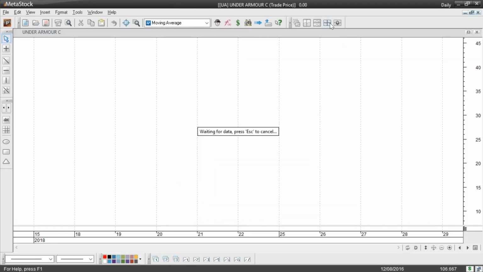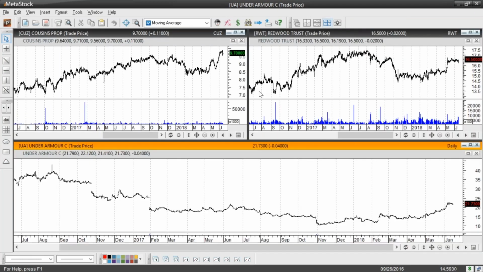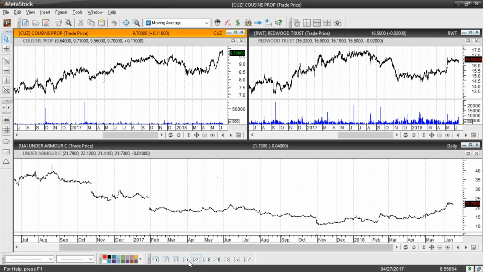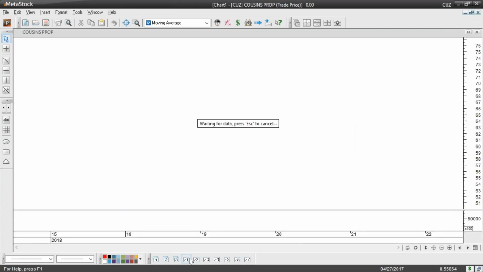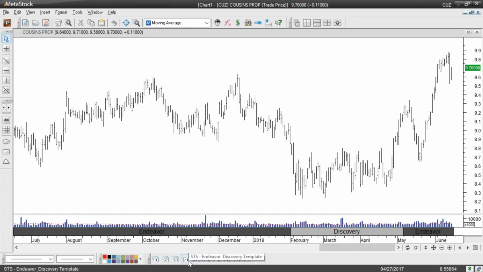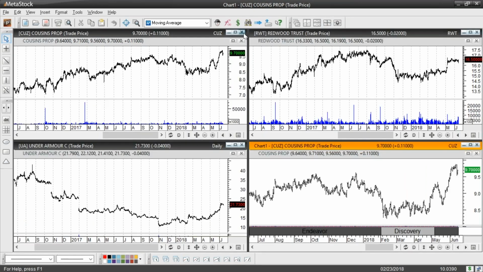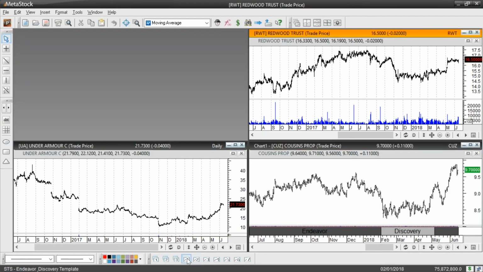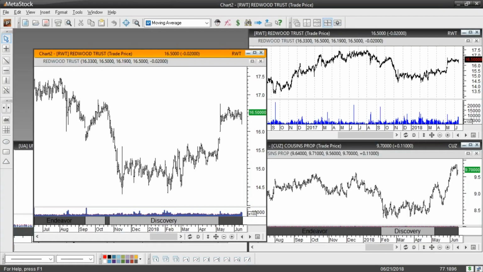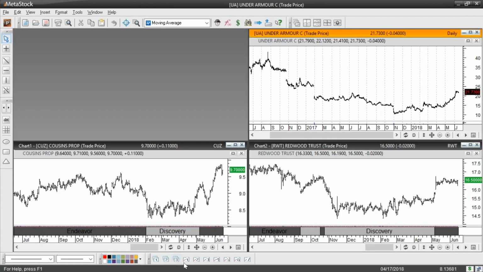Let's open up these charts. Okay, this is what a chart looks like when you normally open it up. You can tell on the bottom, it does not say Endeavor, it does not say Discovery. That's because we have to put the template on. So it's as simple as a click of a button. I've saved the template down on the bottom, STS, Endeavor and Discovery template. So now all I have to do is apply that to every chart, and then we will be good to go.